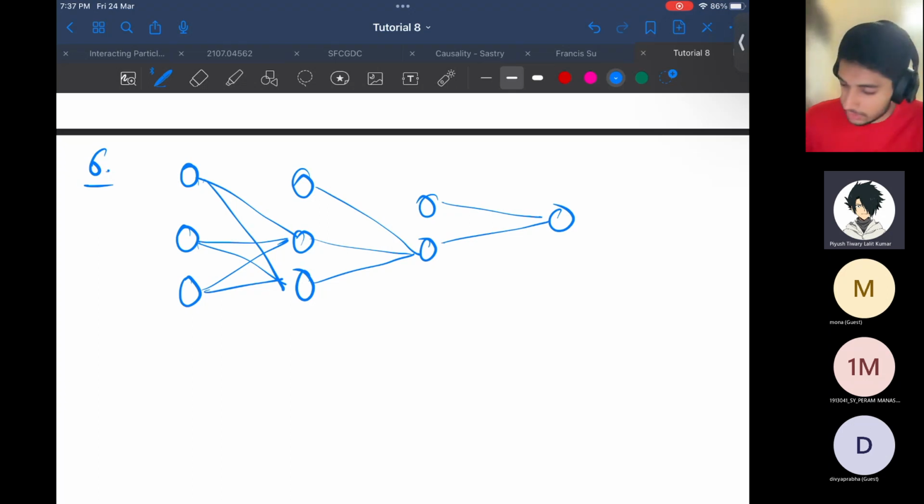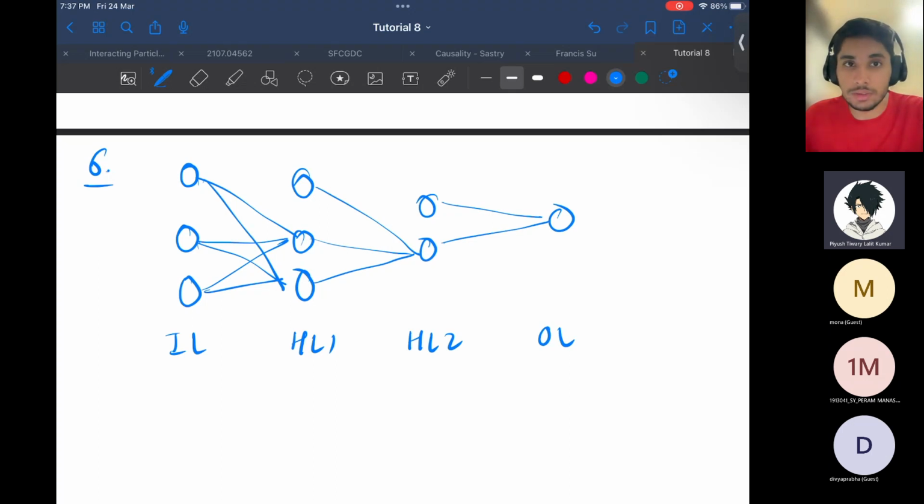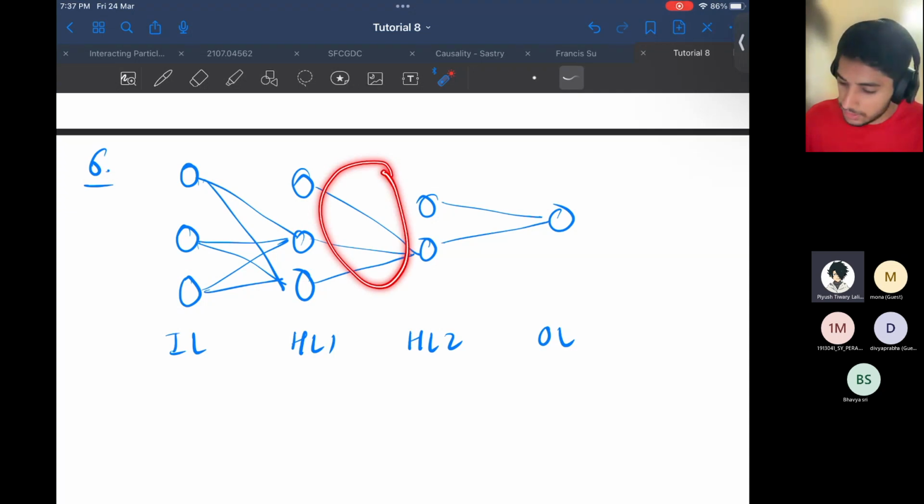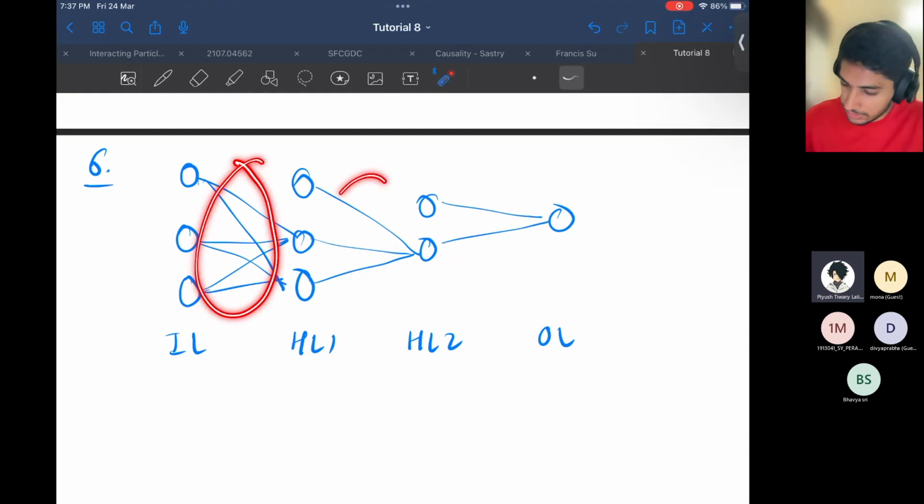Okay, so this is some network. This is hidden layer 1, this is hidden layer 2, this is the input layer, and this is the output layer. So we are given this network. What we have said is that weights in the first hidden layer, so the first hidden layer is this one, and the input layer and this layer are not getting updated. So what we are told is that here and here the weights are not changing a lot.